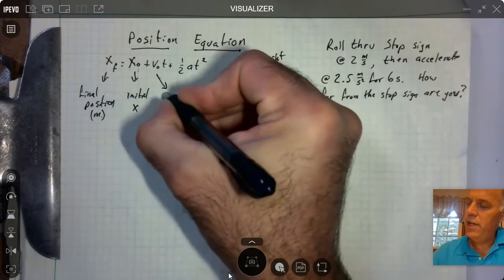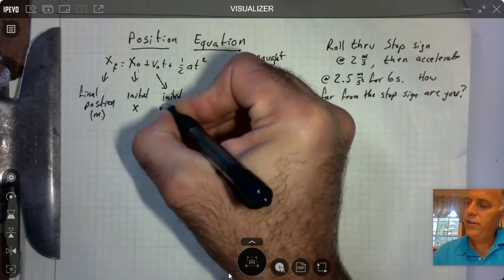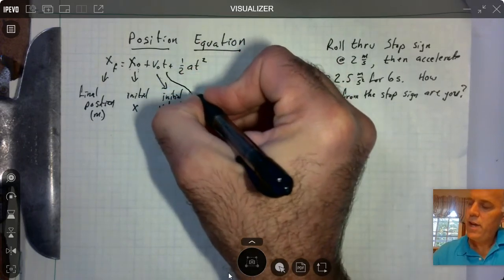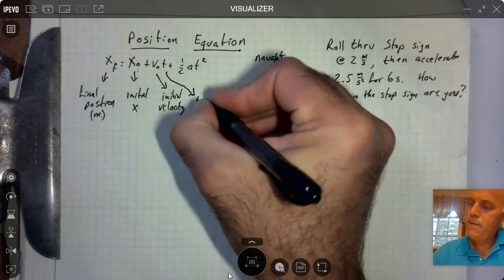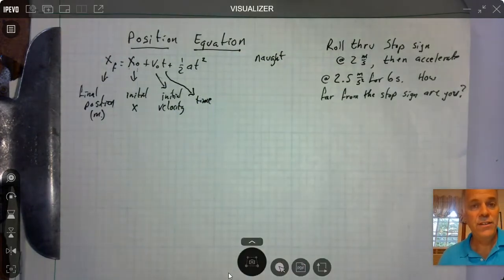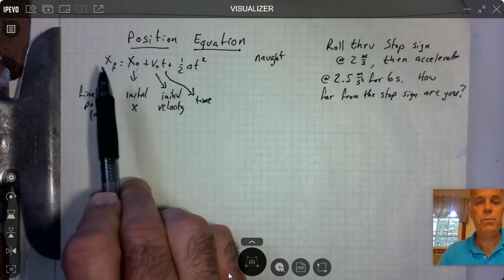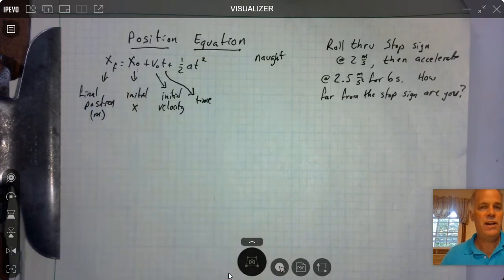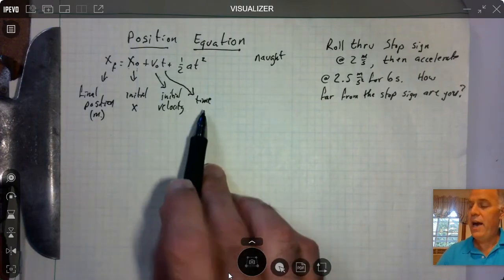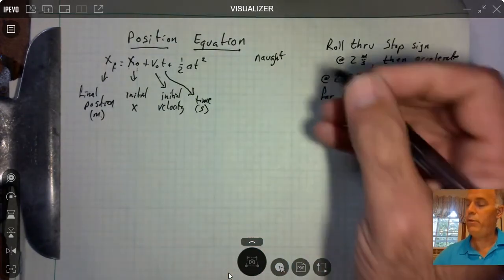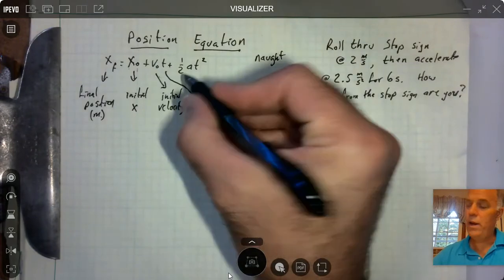V naught t is the initial velocity times the time that velocity lasts. So what this equation is for is to figure out the final position of something after some period of time has passed, when it's moving or not moving or accelerating or whatever. And this time in seconds is how long a time interval we're looking at, how long the time interval we're interested in. One-half is just one-half.